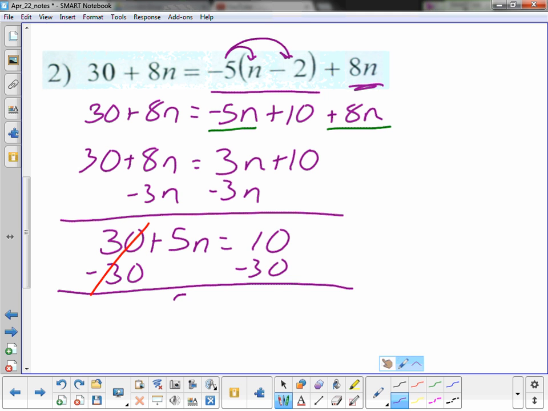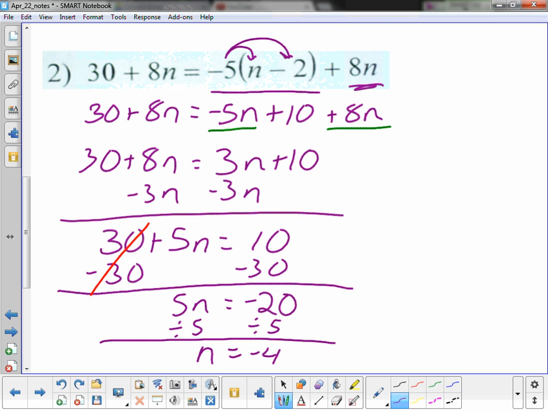And that gives me 5n equals 10 minus 30. Okay, so they're opposite signs. So I go ahead and subtract smaller from the bigger, and then I keep the sign of the bigger number. So that would give me 30 minus 10 is 20, but the 30 is negative, so I get a negative 20. Then I can divide by the number with the variable, and that gets me n equals -4.